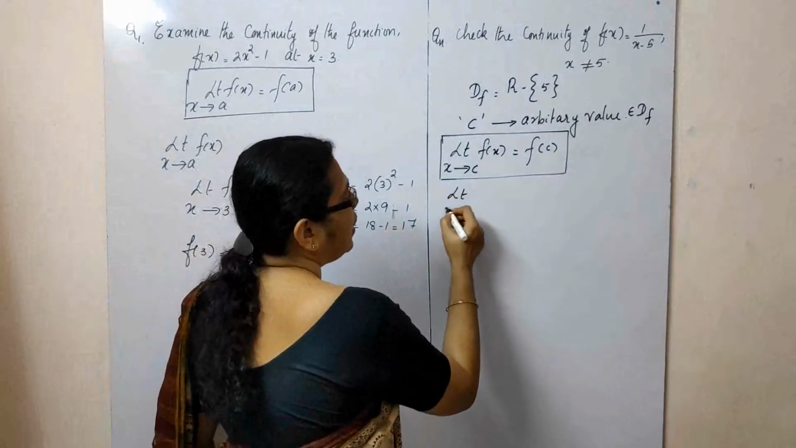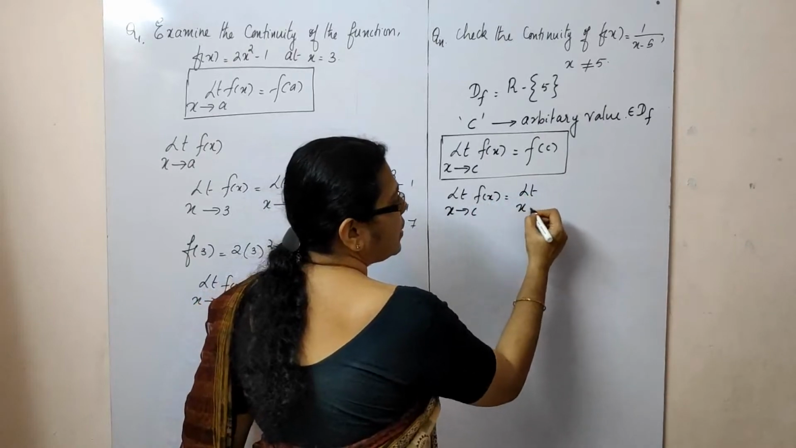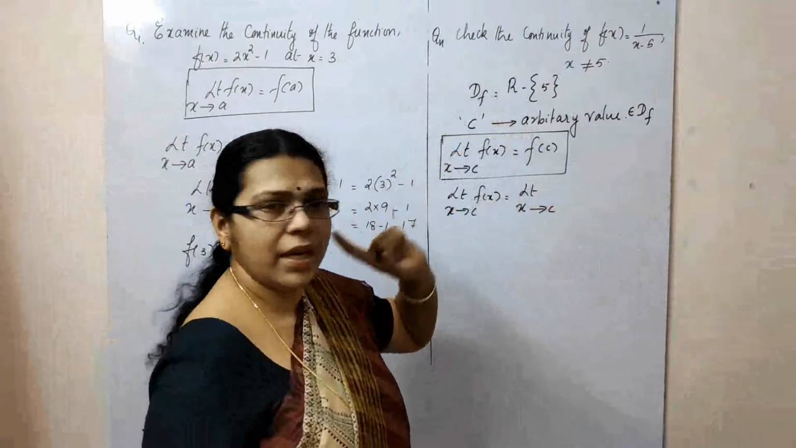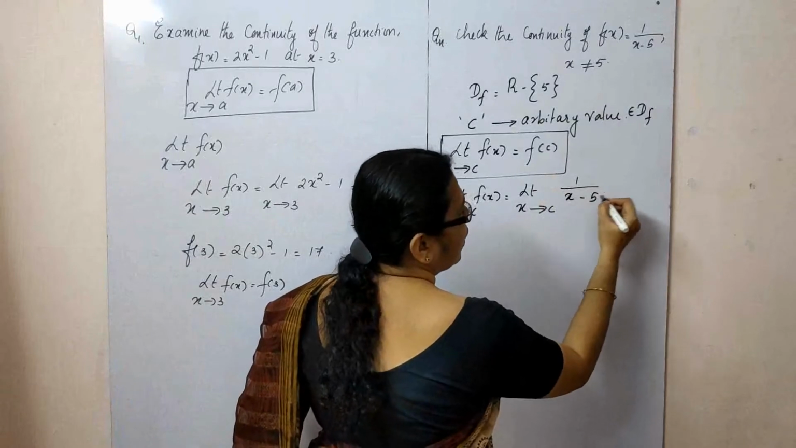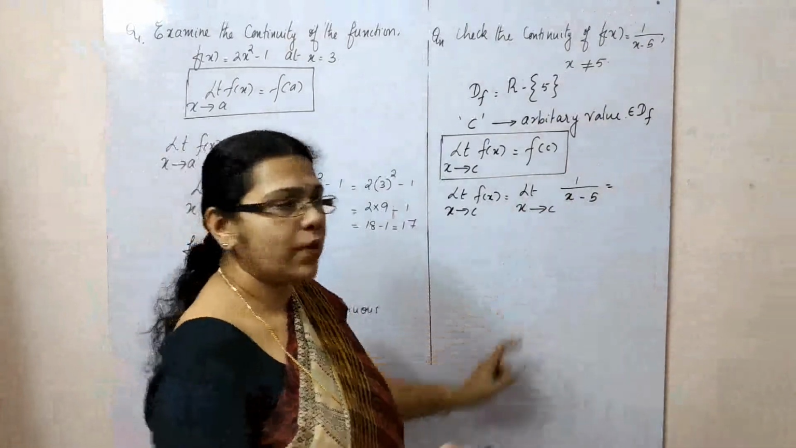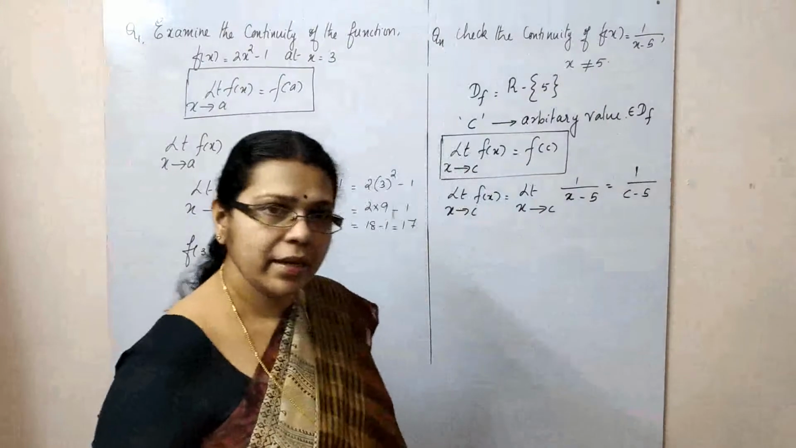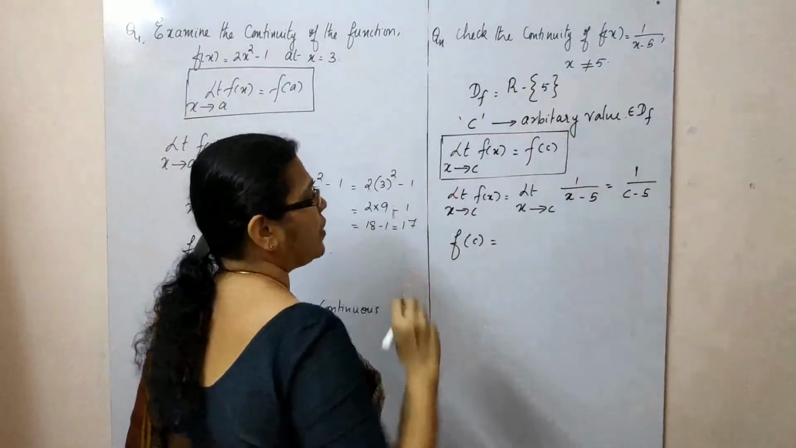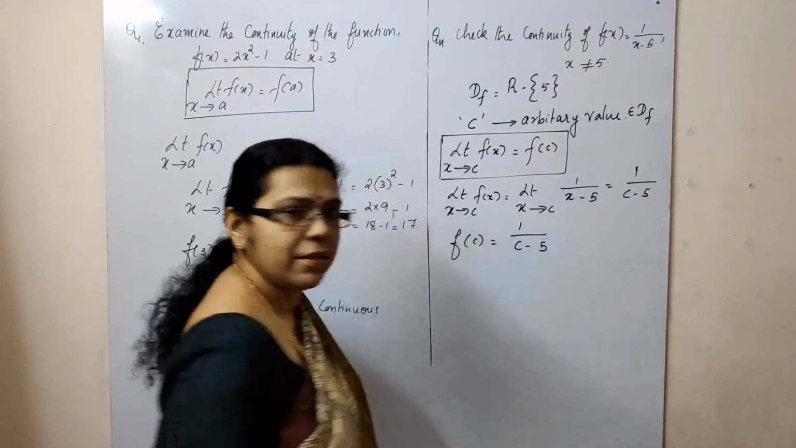So now let me see. Limit x tends to C f of x. What is that? C is any value belonging to the domain of the function. What is f of x value? 1 by x minus 5. Right? What is this value? As the value of x tends to C, this value becomes 1 by C minus 5. Right? 1 by C minus 5. Now, what is f of C? From there, I get it as 1 by C minus 5.